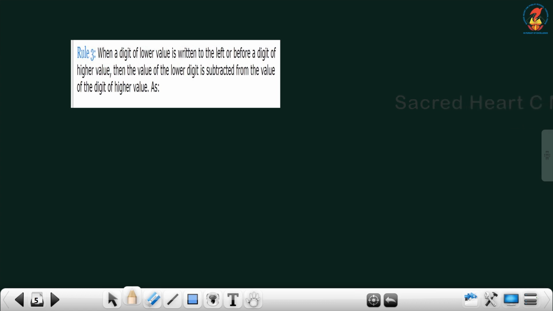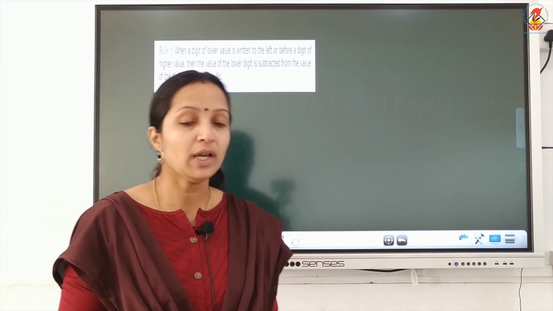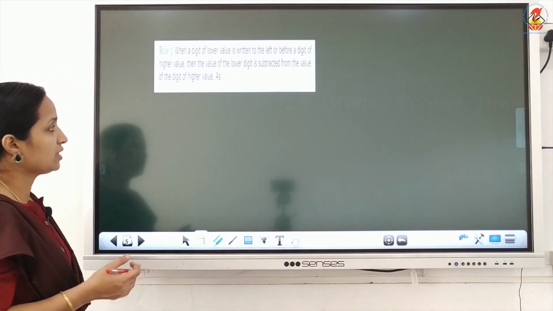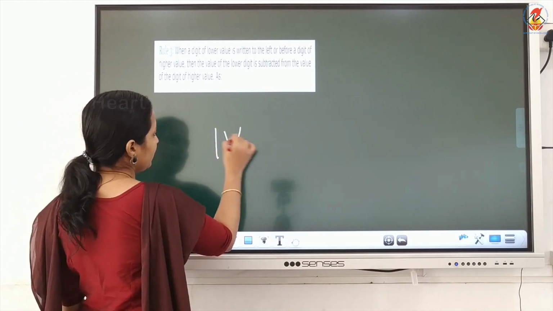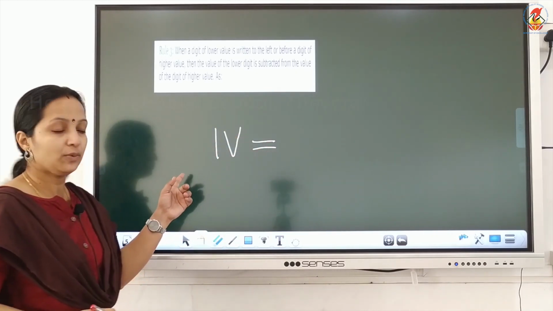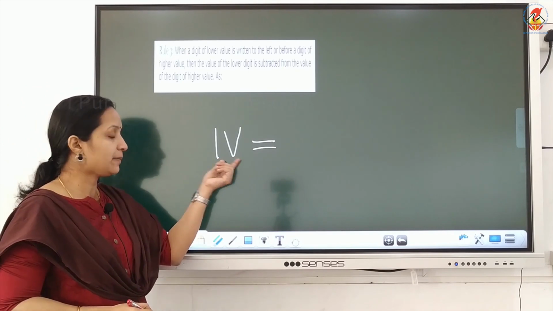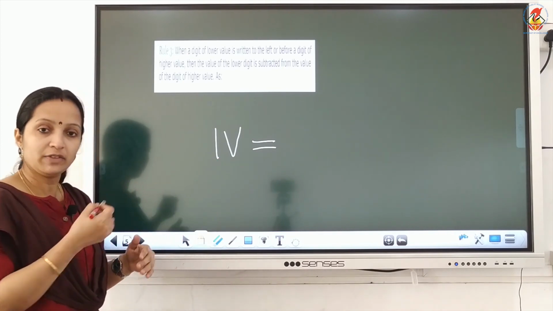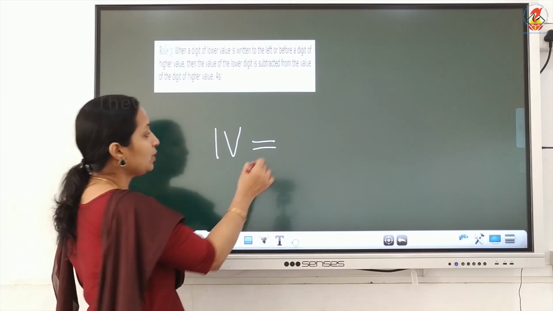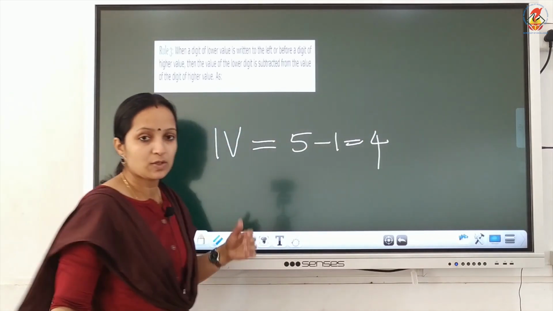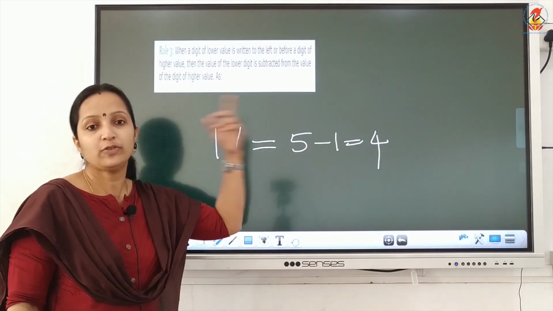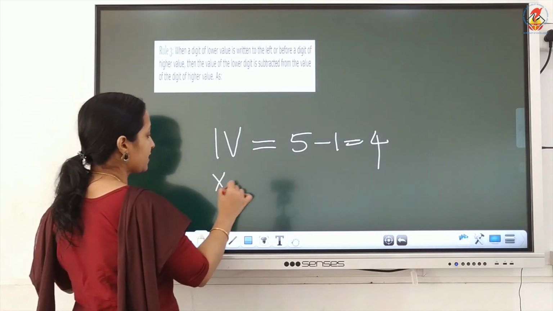When a digit of lower value is written to the left, what was the second rule? If a smaller value is on the right side, you have to do addition. The third rule is that if a smaller value is on the left side, that means IV, I representing 1 and V representing 5, you have to do subtraction. So what is the answer? 5 minus 1, 4. So IV is representing 4.